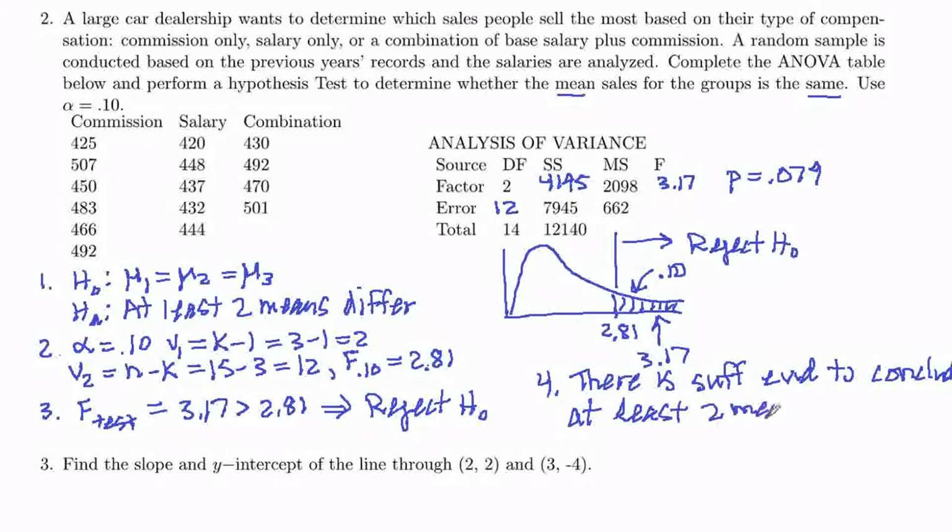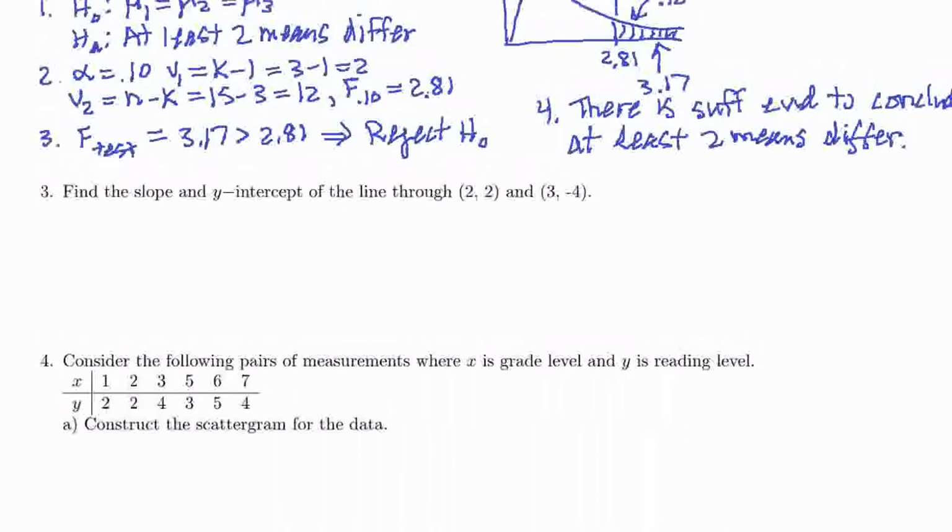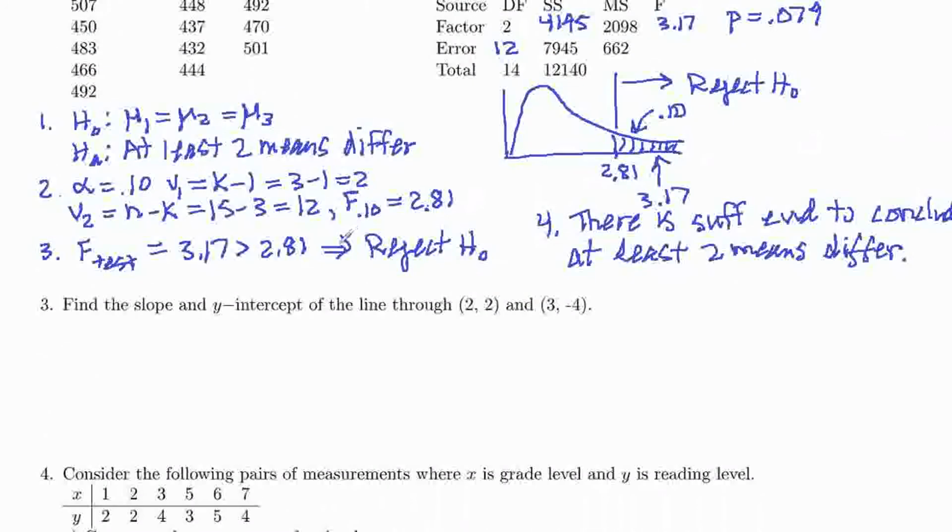Now we don't know which two means differ. We have to do the post hoc test to determine that. But we do know that there is a difference in sales based on commission, salary, or combination. And then that was ANOVA. And then we've got now the post hoc test. That's going to actually be in the Canvas portion. So the Tukey test and looking at how the means differ.